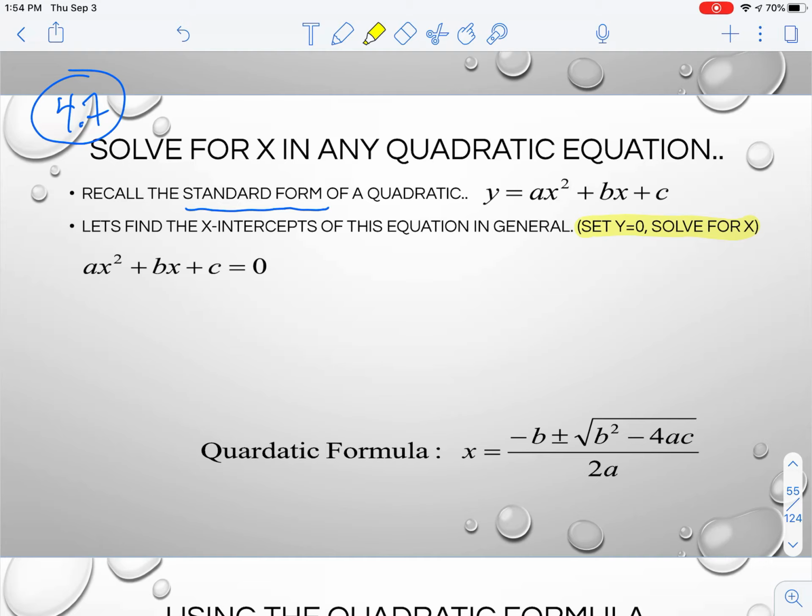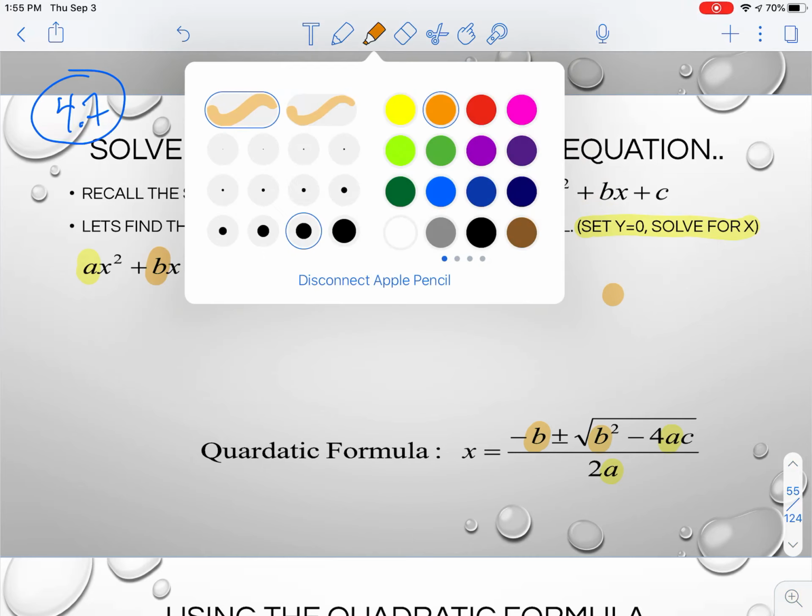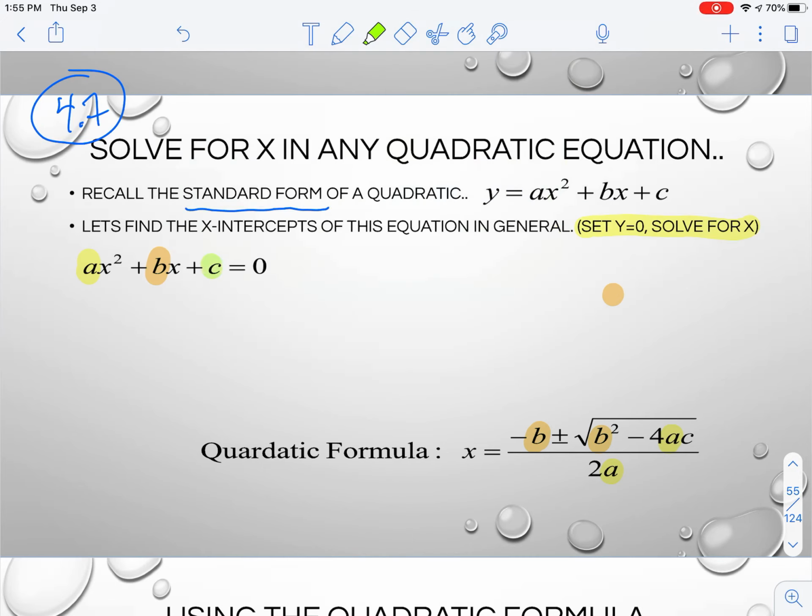So the coefficient of our x squared term is where a comes from. The coefficient of our linear term, b, is where that comes from. And then our constant term is c, and that's where we plug in there.